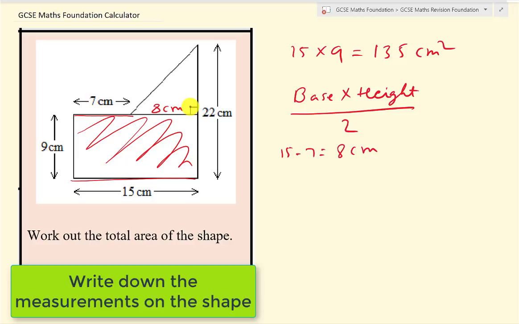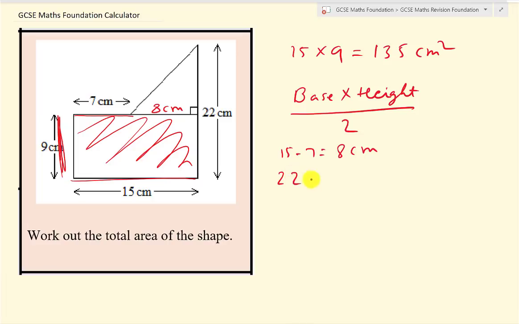Annotate on the shape so you can see what the base and the height are. The whole length is 22, but up to here is 9. So we do 22 take away 9, and that gives us an answer of 13. Use a calculator if you're not sure. Now we've got the base 8 and the height is 13 centimeters. So let's plug it into the formula and work it out. Base is 8 times height 13 divided by 2.